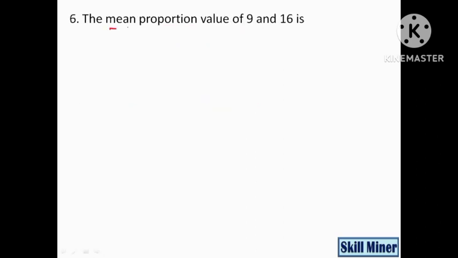The mean proportion value of 9 and 16. Mean proportion indicates 9 by m is equal to m by 16. Let m indicate the mean proportion value. As per the given question, 9 by m is equal to m by 16.